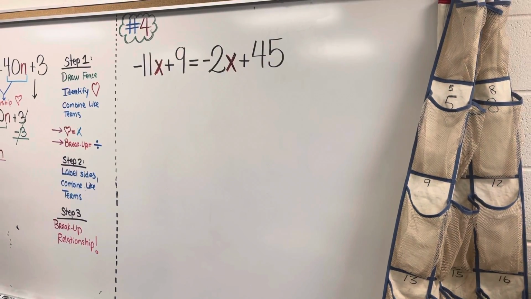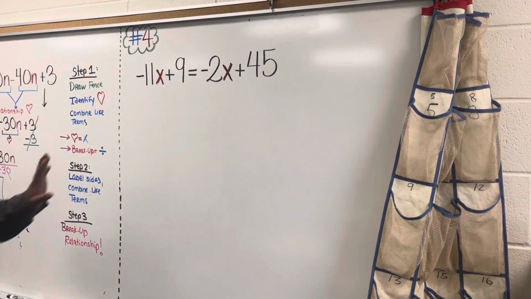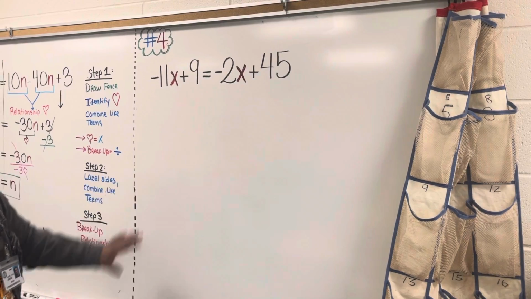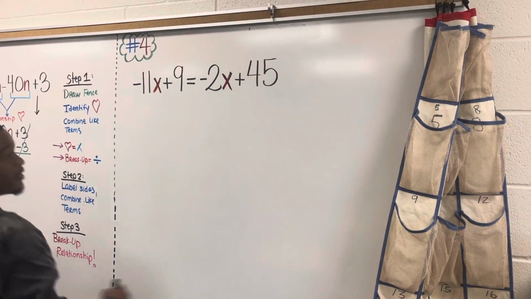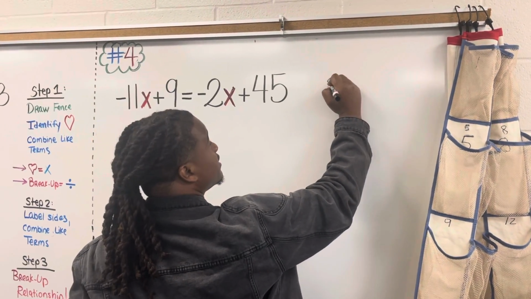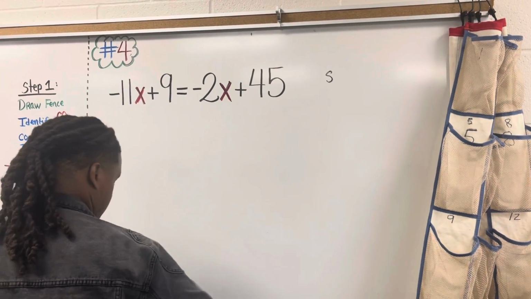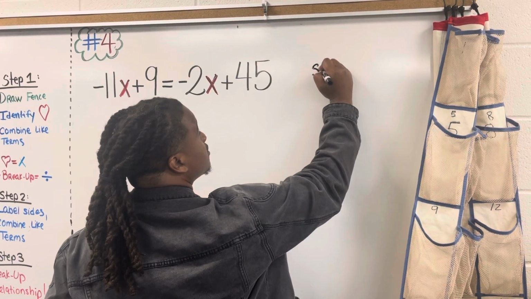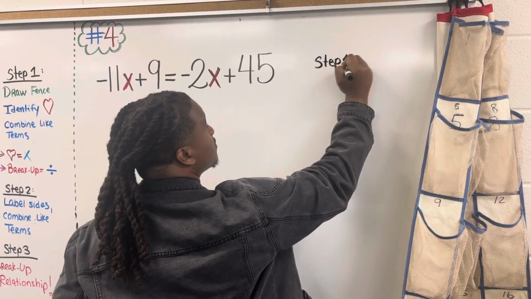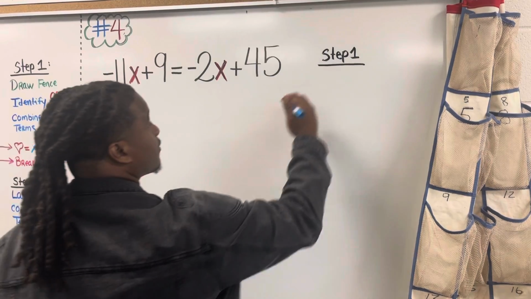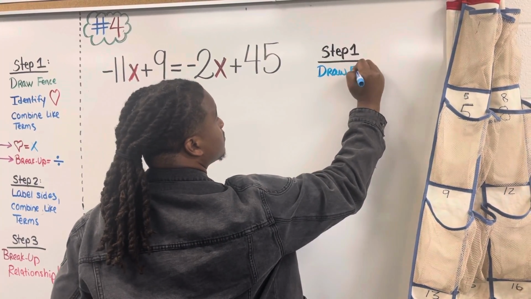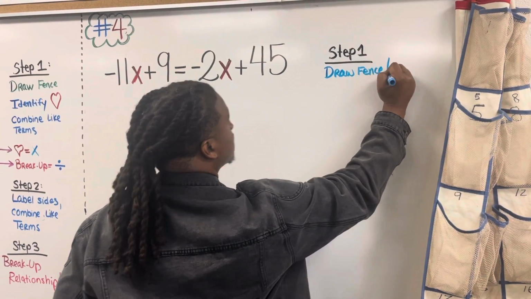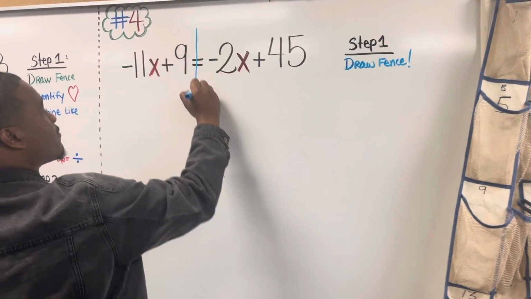Today, we're going to be going over example 4 of how to solve multi-step equations. I don't want to waste too much time. You already know that step 1 is we need to draw the fence. So step 1, we need to draw the fence to separate the room. I'm drawing a fence right now to separate the room.